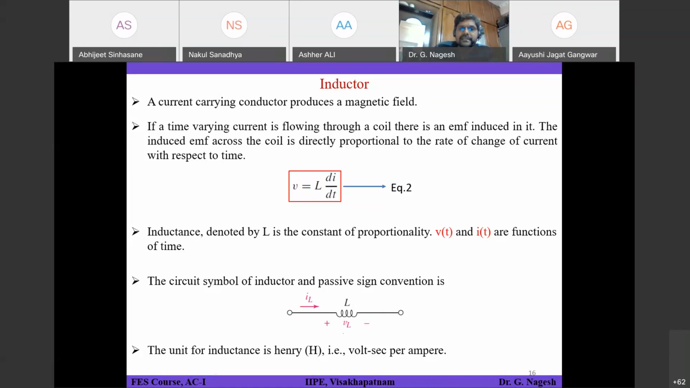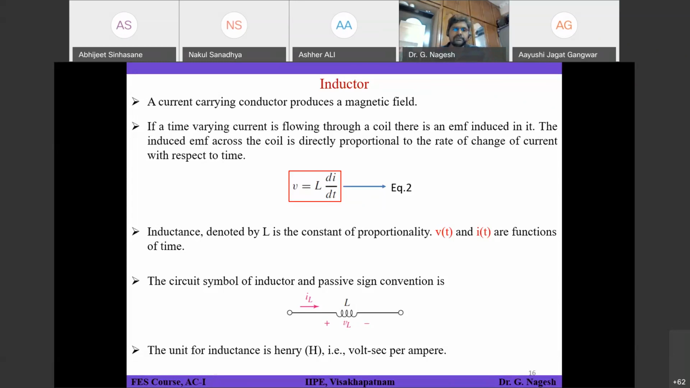Since I is not varying with respect to time, di is going to become 0. So V is equal to 0. The voltage difference between the positive and negative terminals is 0. That means VL is equal to 0, which means it is a short circuit. So for DC, the capacitor acts as an open circuit, and the inductor acts as a short circuit.